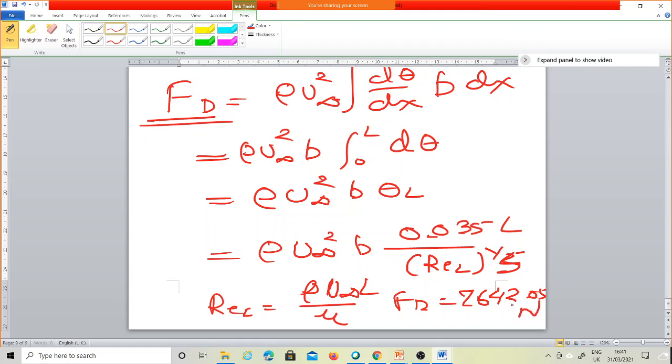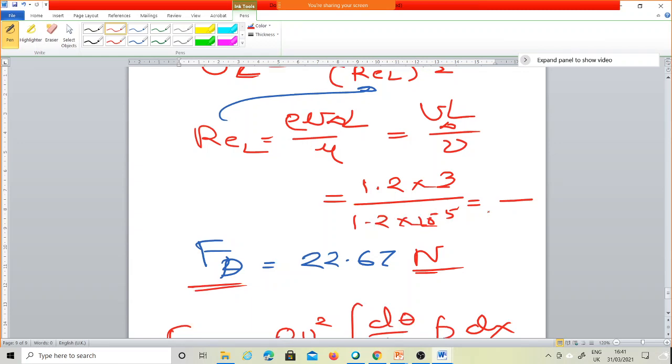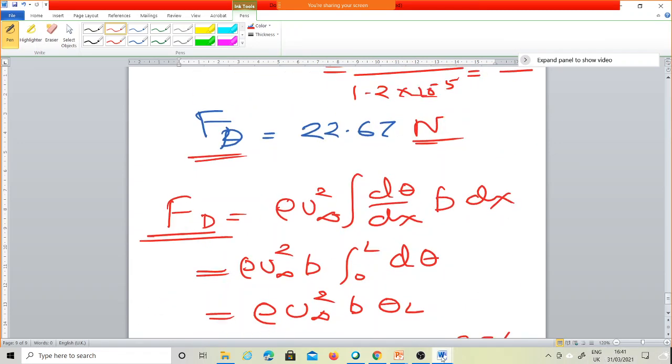And in this case FD is 4642.05 Newton. Why did I say ton last time? Maybe I pronounced it wrongly. Oh, what did I say? Sorry. This should be Newton, not ton. I don't know why I said that. Force should be in Newton, not power. Power is something else. So force should be in Newton.